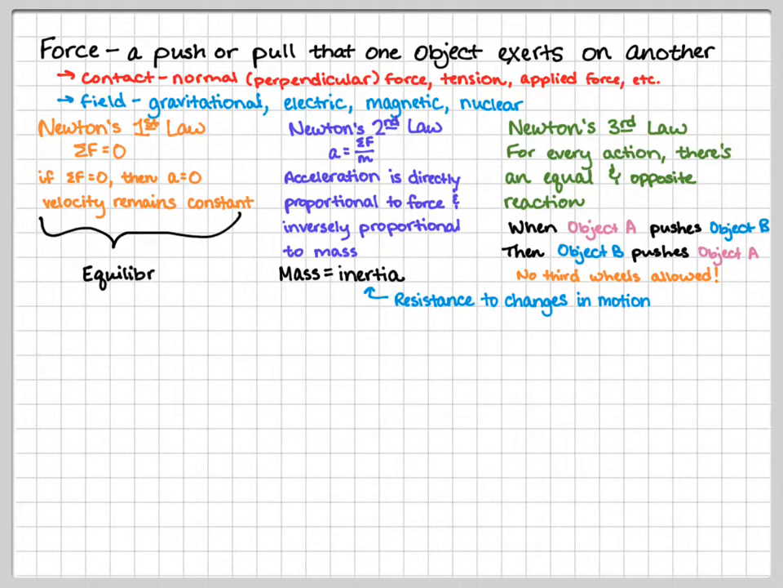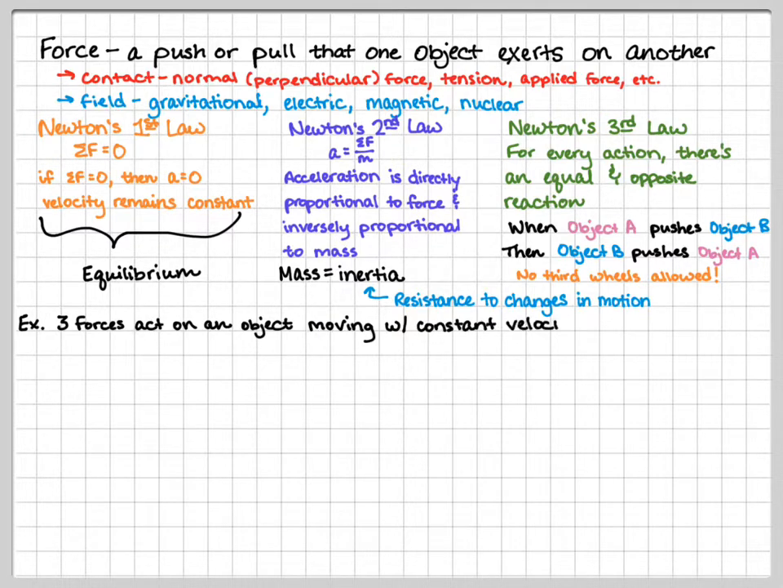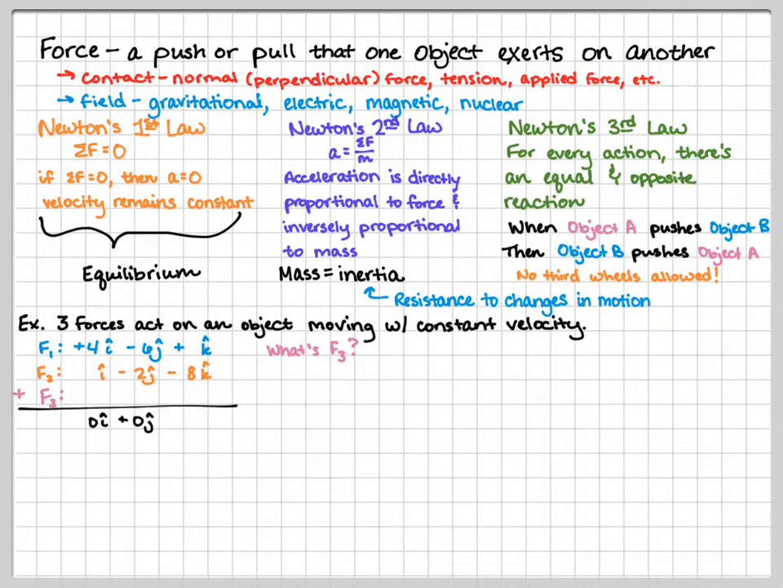We are going to start off by talking about Newton's first law, because that's kind of the easiest one. The case where the object is in equilibrium, the forces on it are balanced. So we've got three forces acting on an object moving with a constant velocity. Constant velocity means that the acceleration is zero, right? Which means the forces have to be balanced.